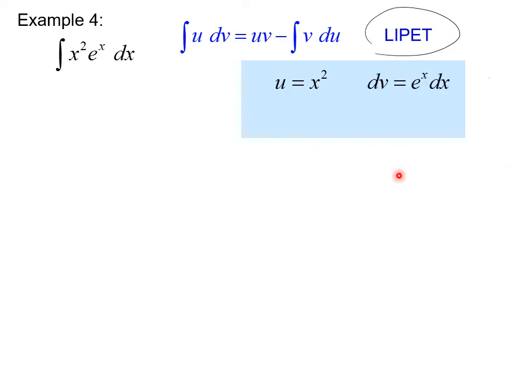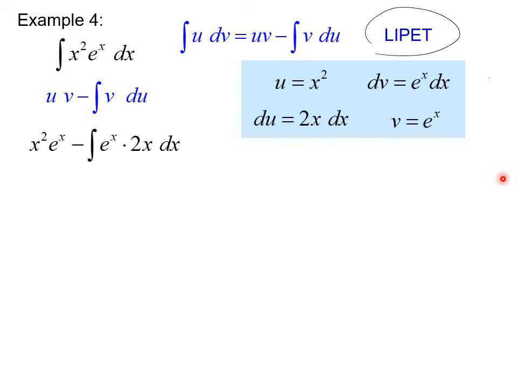After that, we get the first derivative of u: du equals 2x dx, and we get the integration of dv, which is e^x, the same e^x. So we satisfy our rule, uv minus the integral of v du. So x squared e^x minus the integral of e^x times 2x. We have now a problem. This is difficult to integrate, so we apply the technique of integration by parts again for this one.